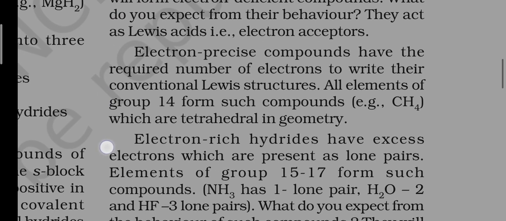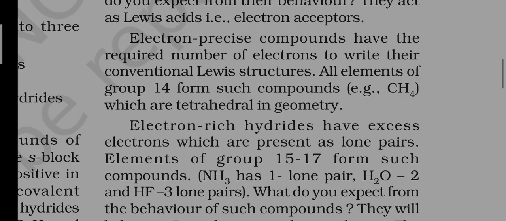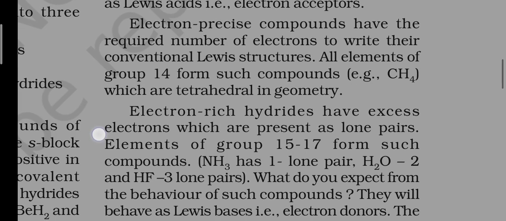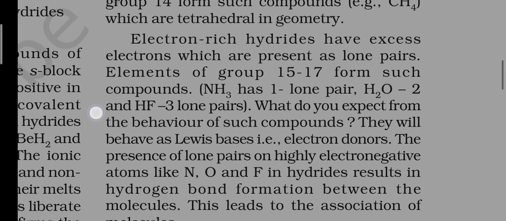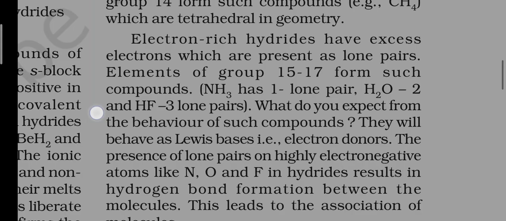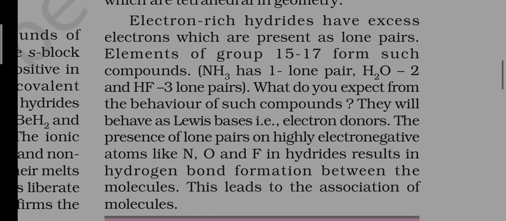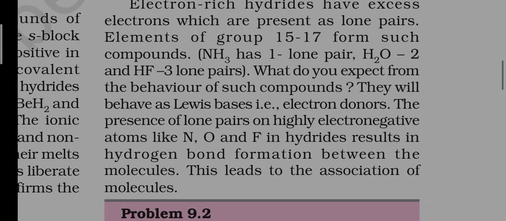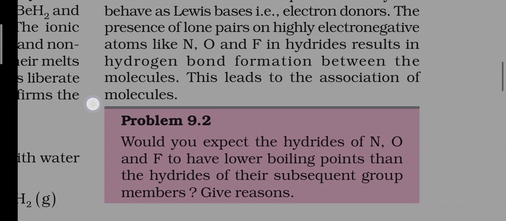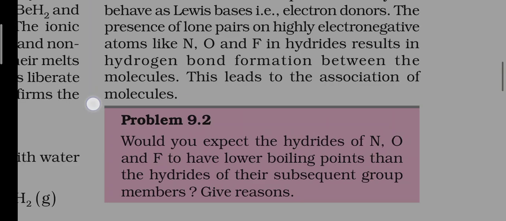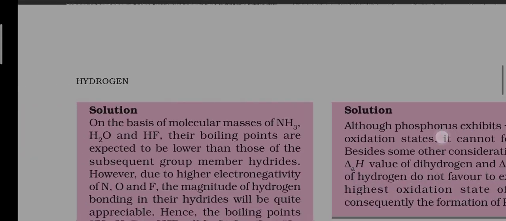Electron precise compounds have the required number of electrons to write their conventional Lewis structure. All elements of group 14 form such compounds, which are tetrahedral in geometry. Electron-rich hydrides have excess electrons which are present as lone pairs. Elements of group 15 to 17 form such compounds. What do you expect from the behavior of such compounds? They will behave as Lewis base, that is electron donors. The presence of lone pairs on highly electronegative atoms like nitrogen, oxygen, and fluorine in hydrides results in hydrogen bond formation between the molecules. This leads to the association of molecules.